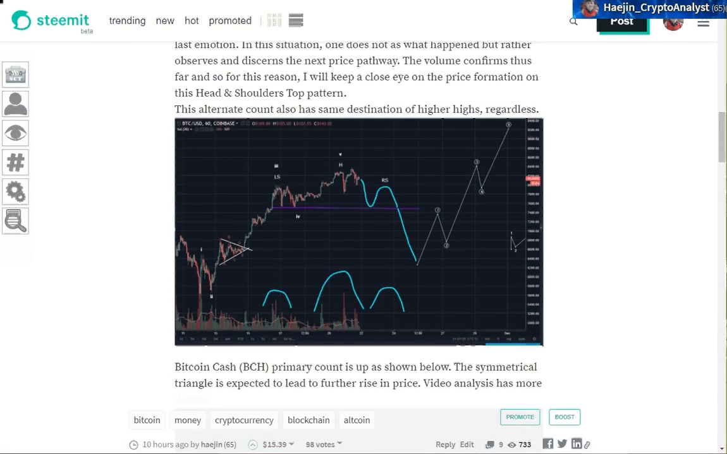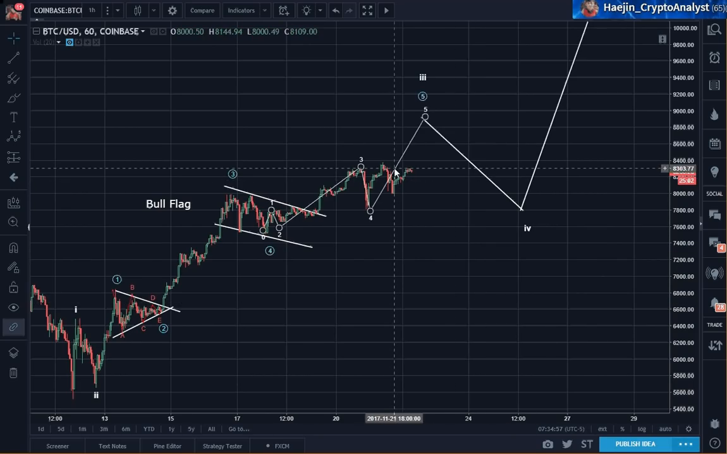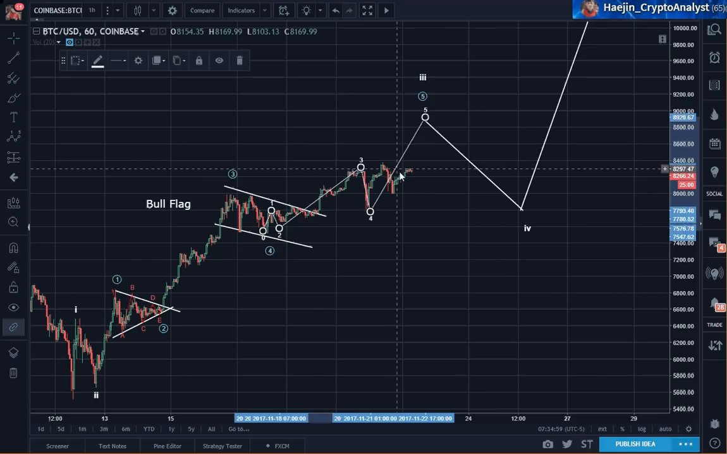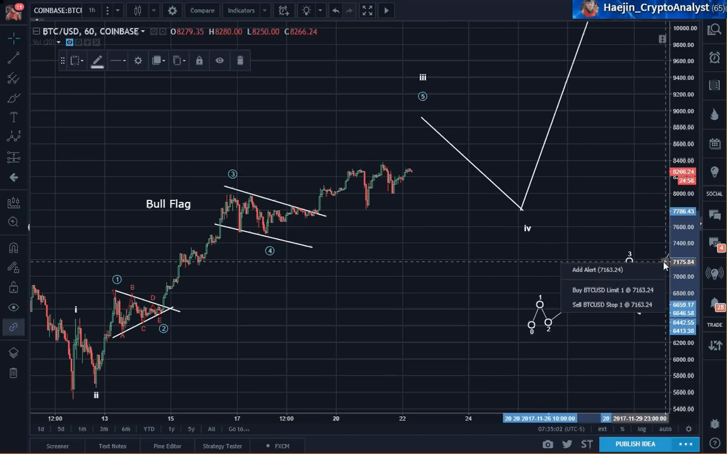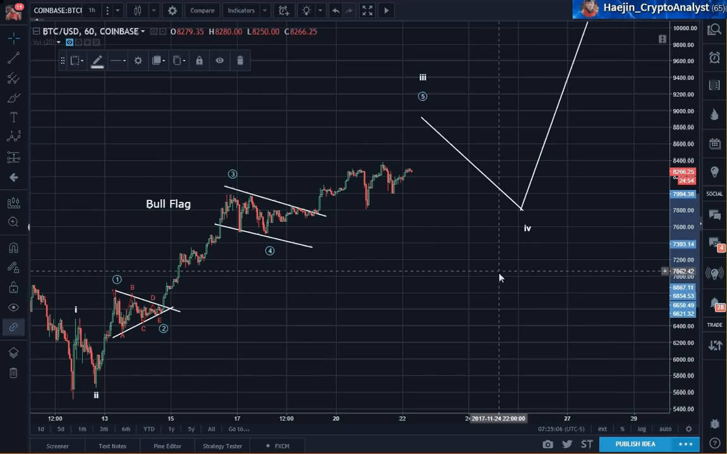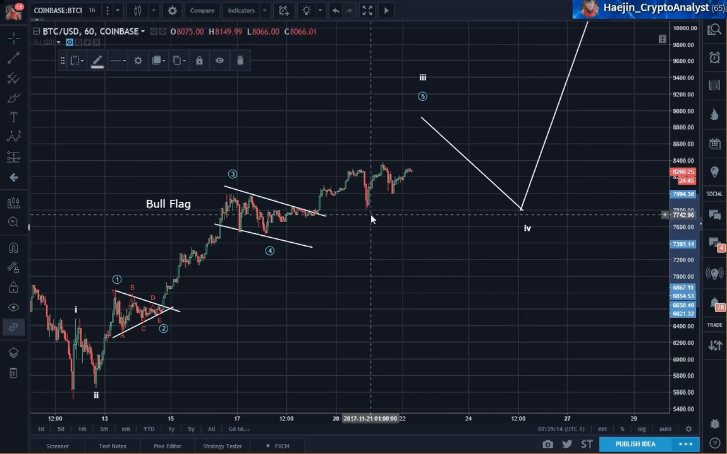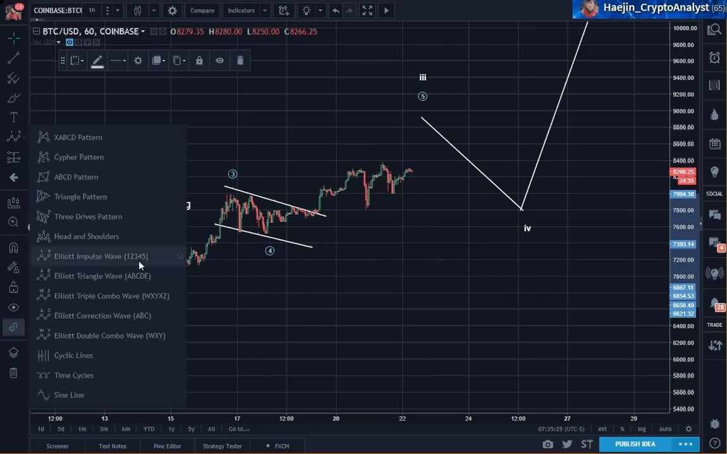And so today, with the further development of this overnight price action, I just want to share with you some thoughts that are coming to my mind. Most immediate one is an ABCDE triangle.